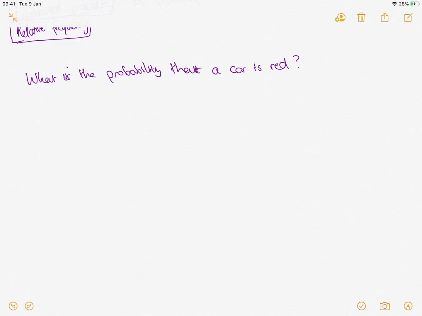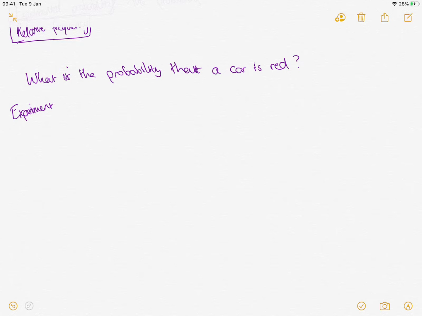So what I'm going to do is carry out an experiment where I record the frequencies of the colours of the cars. So let's say I go outside and I sit down by the side of the road and I'm just going to record the next 20 cars that come past. I'm going to record their colour.